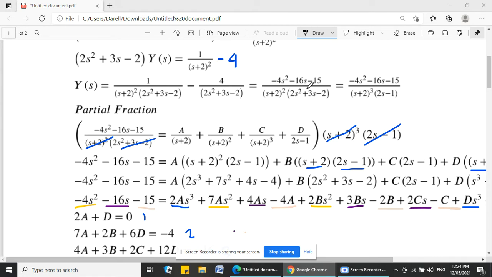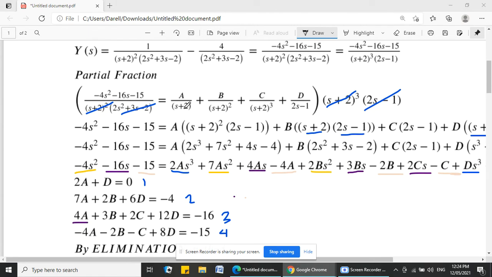The denominator can be factored, so it becomes negative 4s squared minus 16s minus 15 over s plus 2 cubed times 2s minus 1. Next, by using partial fraction decomposition, based on the denominator, we get 4 unknowns. So, negative 4s squared minus 16s minus 15 over s plus 2 squared times 2s squared plus 3s minus 2 is equal to A over s plus 2 plus B over s plus 2 squared plus C over s plus 2 cubed plus D over 2s minus 1.